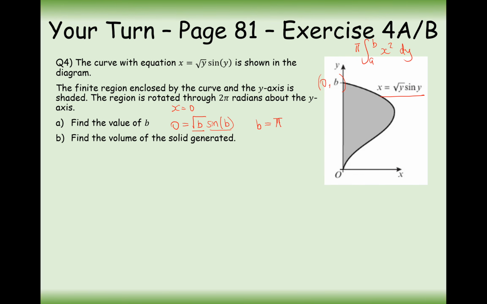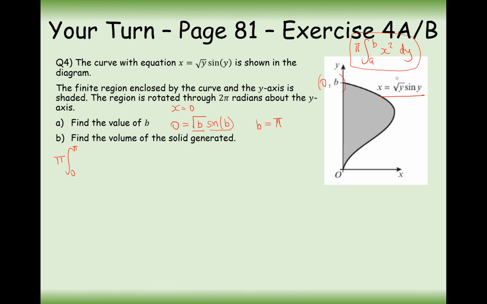So there we are, b is equal to pi. Now let's move on to part B, which is find the volume of the solid generated. As we said before, it's going to be this formula up here. So I'm going to start with that then. It's going to be pi between the boundary of pi down to 0 of x squared.